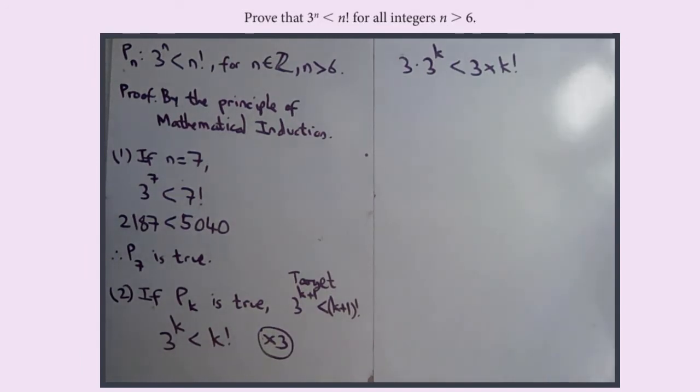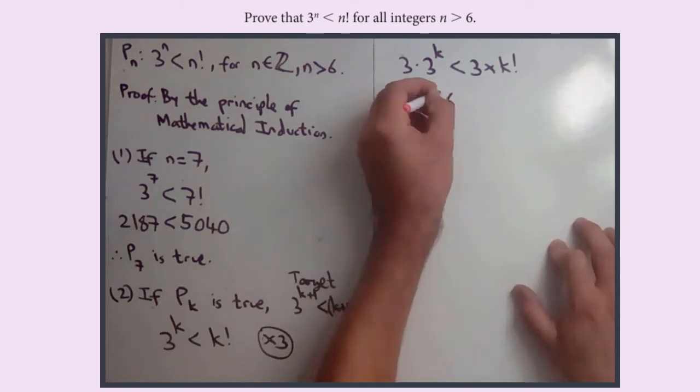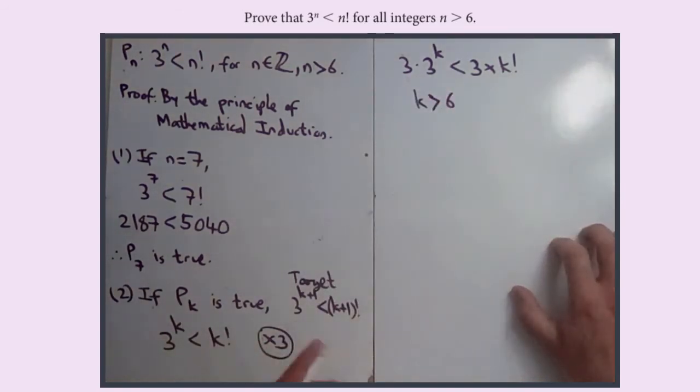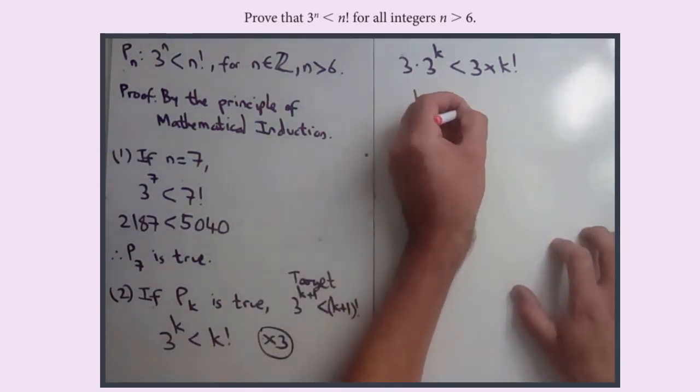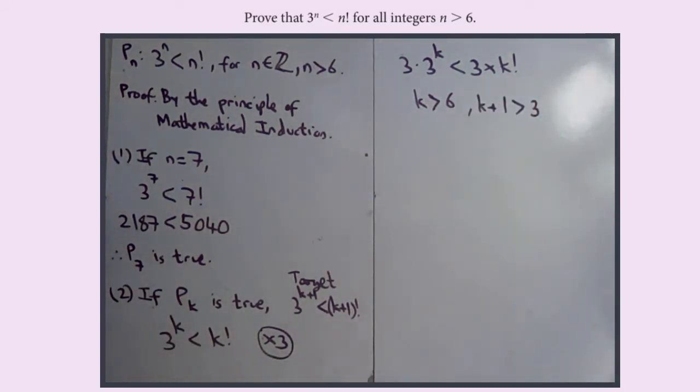k plus 1 factorial means k plus 1 times k times k minus 1 times k minus 2, all the way down to 3 times 2 times 1. So k plus 1 factorial, again, this is another simplification that you need to be very good at, is k plus 1 times k factorial. I'll write that down in a minute. What do we know about k? Well, we know from here that k is greater than 6, right? So if k is greater than 6, k is definitely greater than 3, and so is k plus 1. k plus 1 is definitely greater than 3 if k is greater than 6, right?